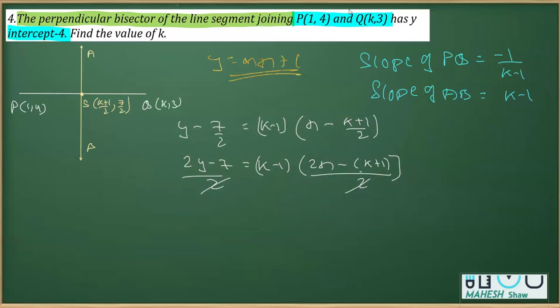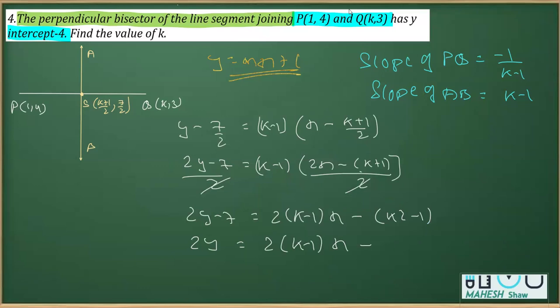Now I'm going to simplify it further. So on the left hand side, we have 2y minus 7. If I open the bracket on the other side, it is 2 times (k minus 1) into x. And then if I open this bracket, it's going to be k square, a plus b into a minus b, that is k square minus 1. Later, I can transpose 7 on the other side. This is 2 times (k minus 1) times x, and if I open this bracket, this is minus (k square plus 1), and transposing this minus 7 to the right-hand side.